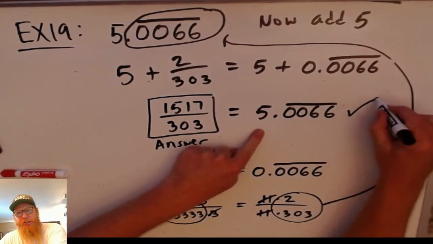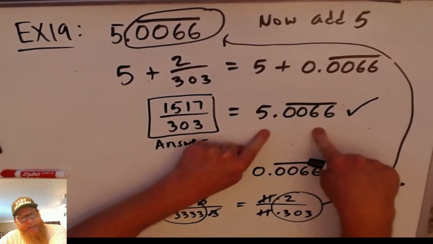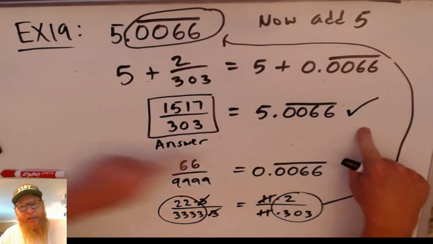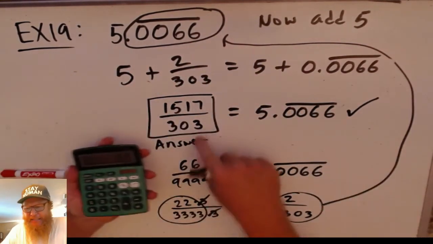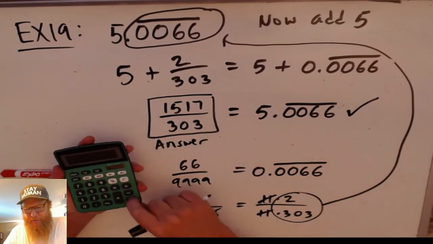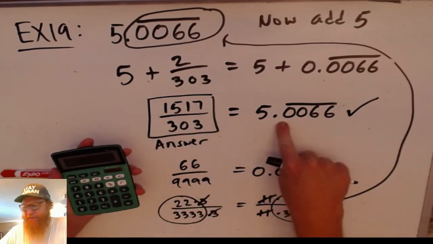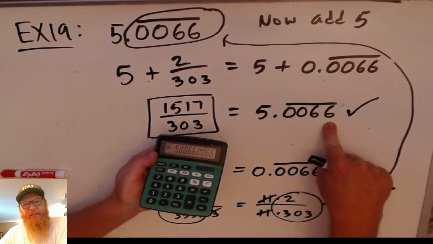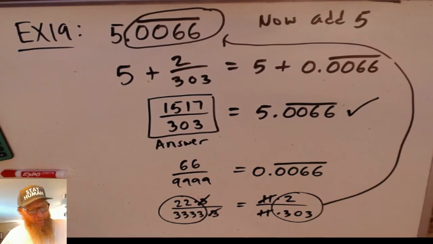This is just to check that I've done it correctly. Don't enter this as the answer because that's just the question that I gave you. But I'm going to use it to check. If I take 1,517 and I divide it by 303, I should get 5.0066, 0066, 0066. It's going to go on forever and ever.